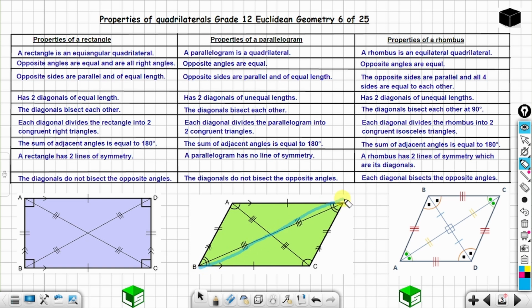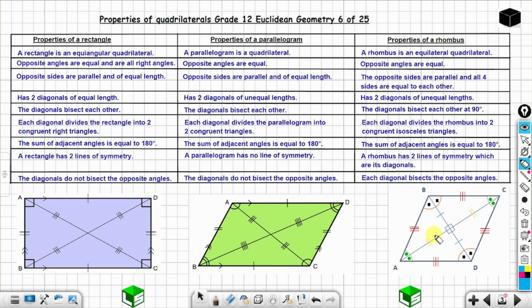If you try to fold this parallelogram about this line, this part is not going to lie exactly on top of this part. You're going to have something like this. Let me try to show you. This is going to be something like this. I don't know if I can get it right. Okay, I hope you understand what I'm trying to do. You can try. You are not going to have a line of symmetry.